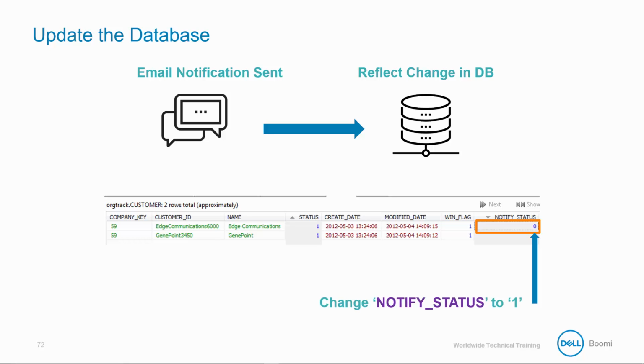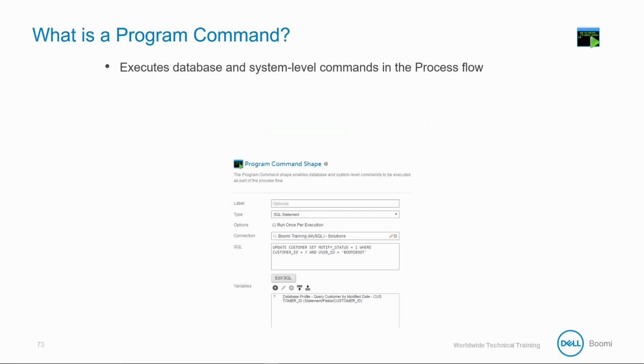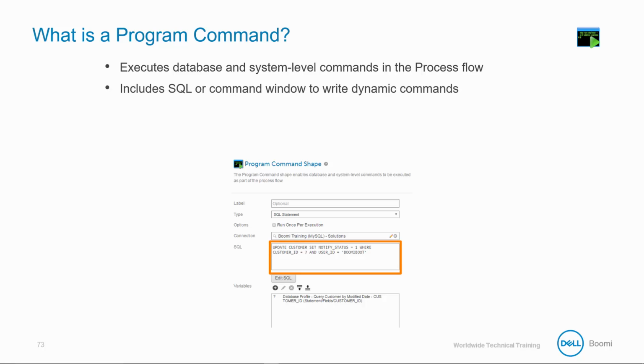To accomplish this, we'll use the program command as a quick alternative to a map to execute an update statement with dynamic content. The program command executes database and system level commands in the process flow. So it includes the SQL or command window to write dynamic commands or system commands such as executing a batch file. So remember, when we're setting up our parameters, we use curly brackets and a numeric position in our code to denote a runtime parameter.